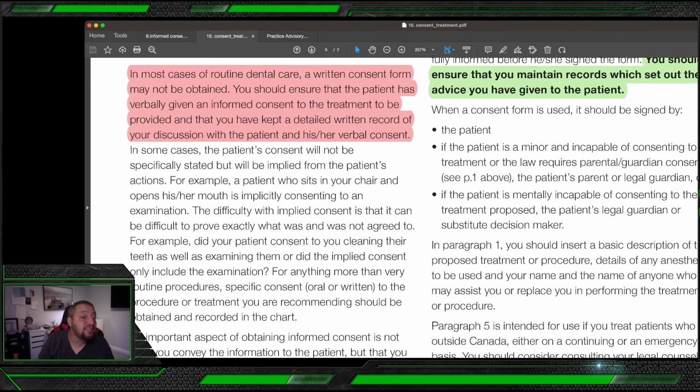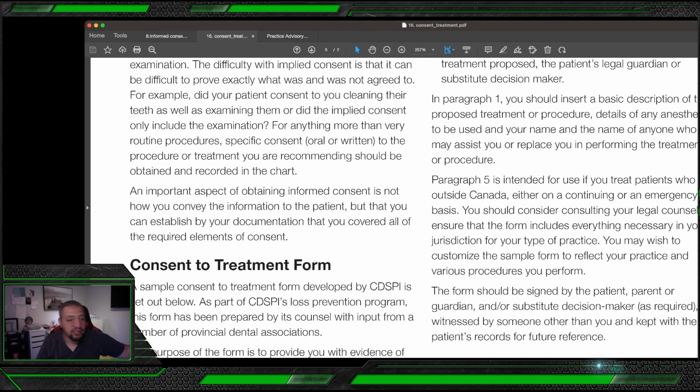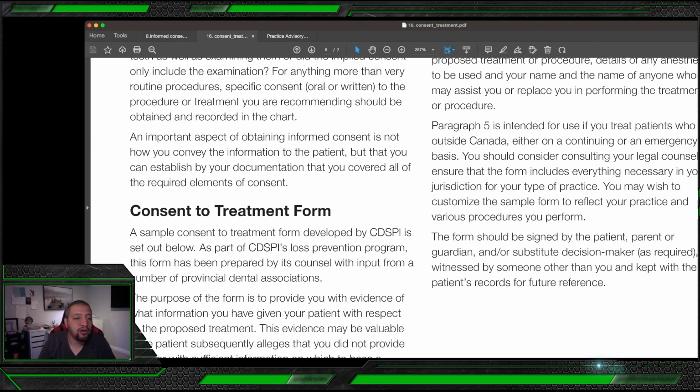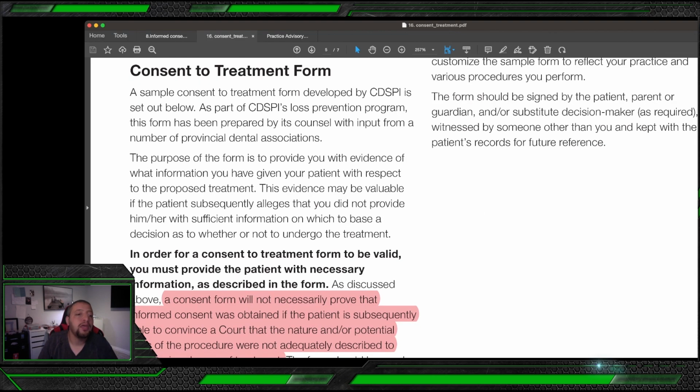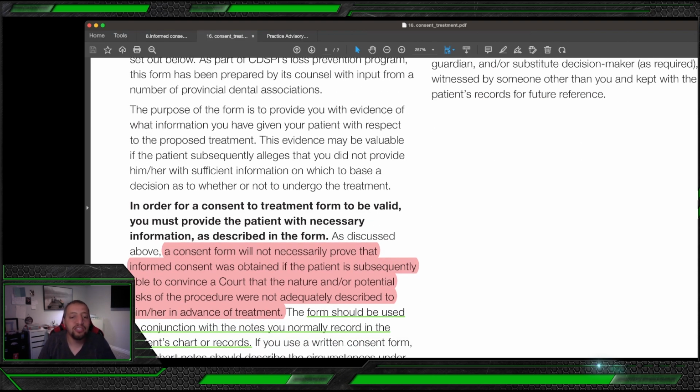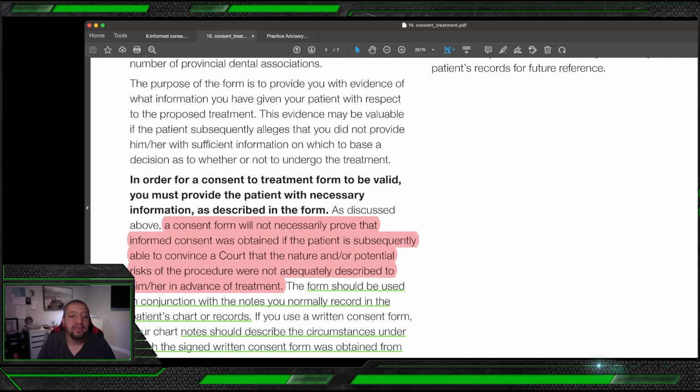So, and again, this is specific for the routine stuff, not for extraction and stuff like this. Okay, and then the consent form. A consent form will not necessarily prove that informed consent was obtained, if the patient is subsequently able to convince a court that the nature or a potential risk of the procedure was not adequately described to him in evidence of the treatment.